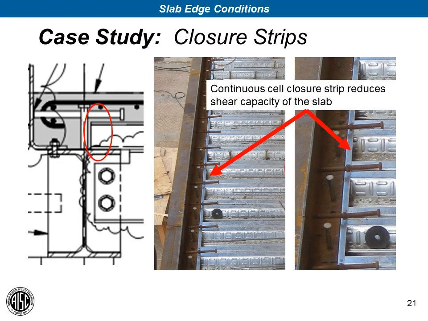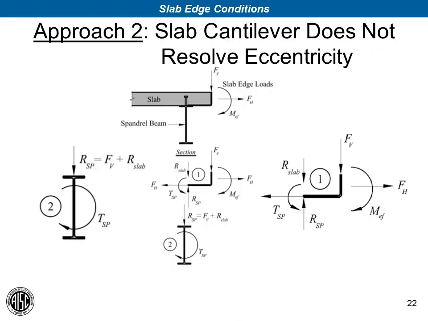A quick word here about closure strips. Just be aware of what your closure strip condition is, and if you're relying on the deck for in-plane shear capacity as a diaphragm, the continuous closure strip may limit the amount of in-plane shear you can transmit to the spandrel beam. So that's the end of approach 1.